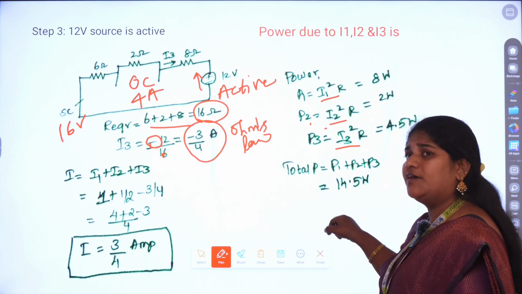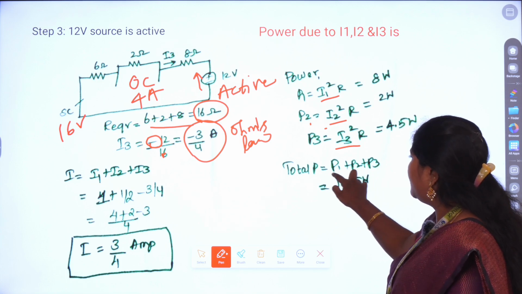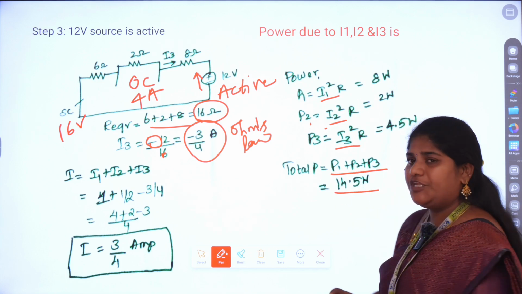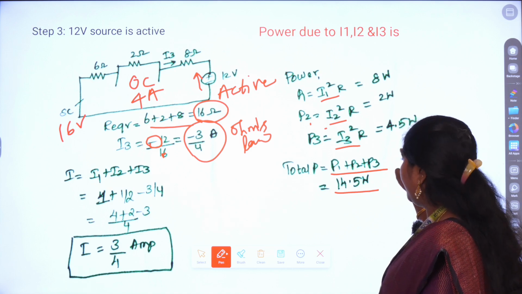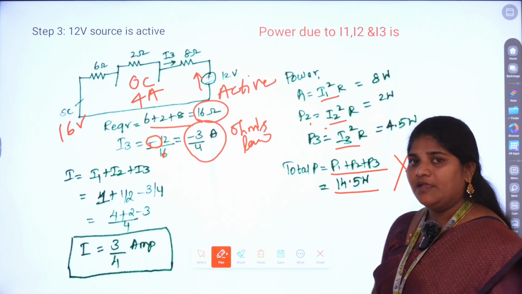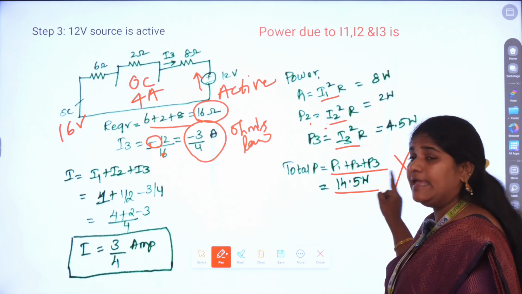Now what is the total power? This is the power due to source contribution 1, second source contribution and third source contribution, 14.5. But is this correct? Definitely not. This is actually a wrong procedure because power never gets algebraically added up.